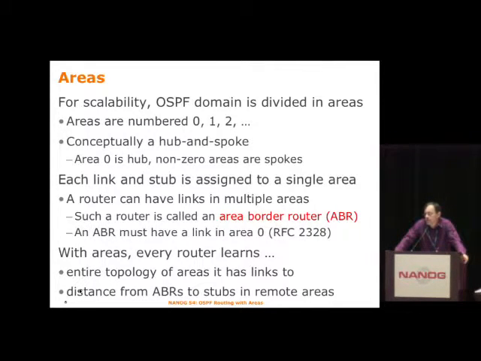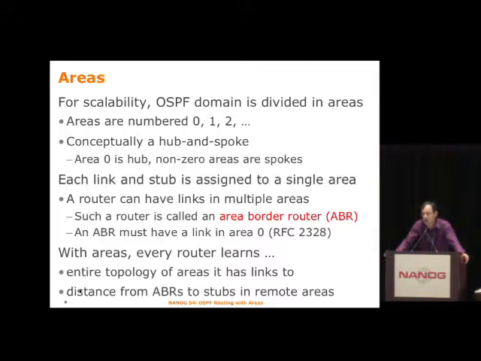So for scalability, OSPF domains can be divided into areas. Areas are just numbered with, well, you can either think of it as an integer or an IP address. They're often represented as IP addresses. Conceptually, areas work as a hub and spoke network. Area 0 is the hub. All of the non-zero areas form spokes. An area is really just links. Links and stubs are in areas. Routers can end up being in more than one area if they have links that are in more than one area, but the links are what are in areas.